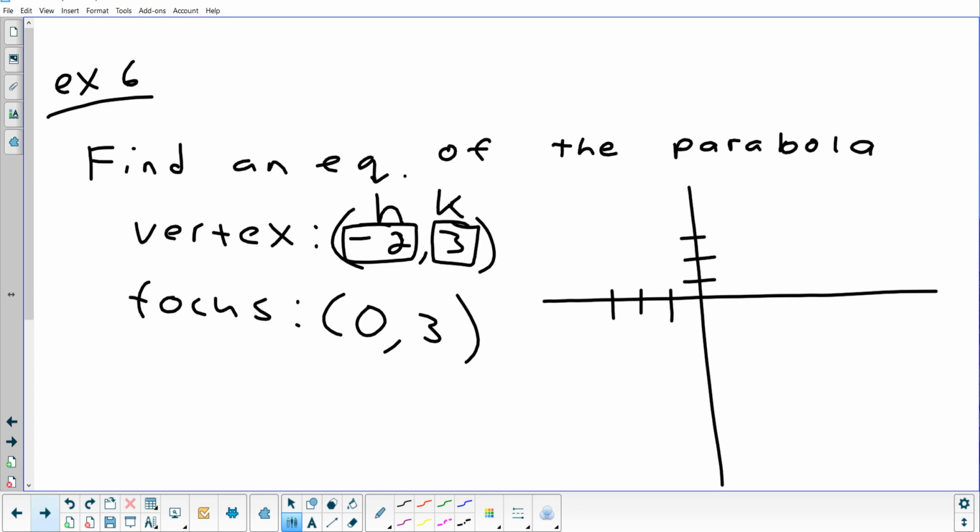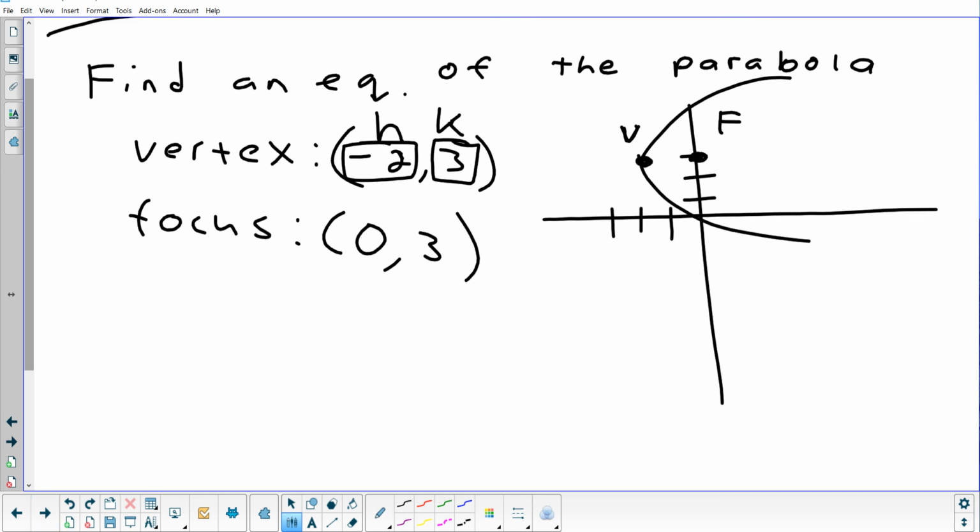Vertex is left 2, up 3. Focus, up 3. Which way is the parabola going to open? Yep. To the right. That's the whole key to starting this problem. Okay, so we know it opens to the right. It's opening in a positive direction.